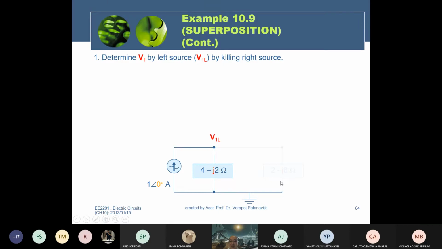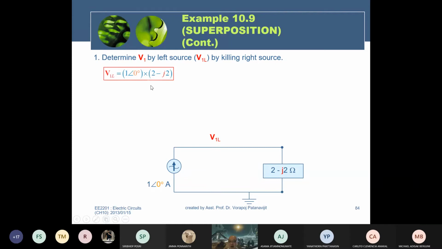After you kill the source on the right-hand side, two impedances are connected in series. You can combine them by adding them, giving minus 6 ohms. Now you can combine them first, in parallel, in order to determine V1. For the current flowing here, V equals IR. You know R, you know I, so you can find V.